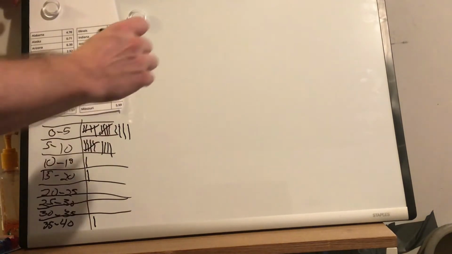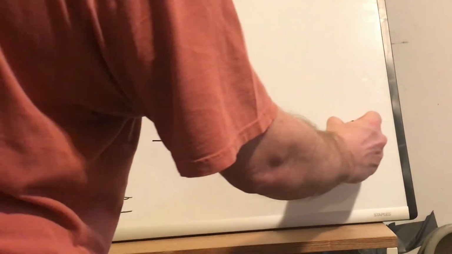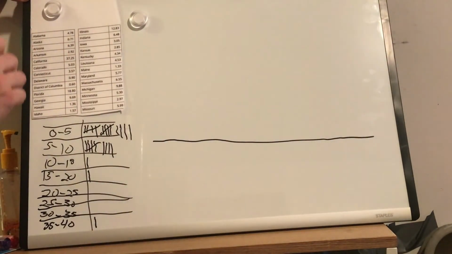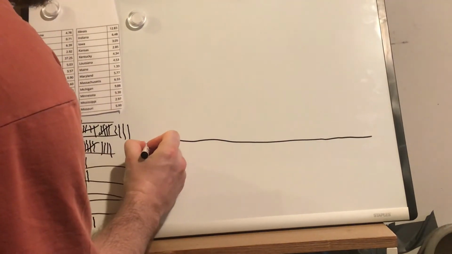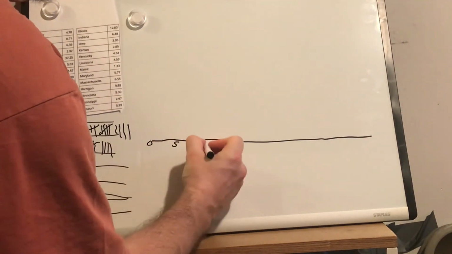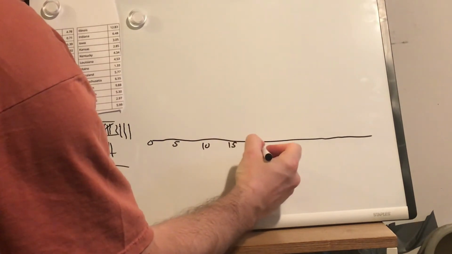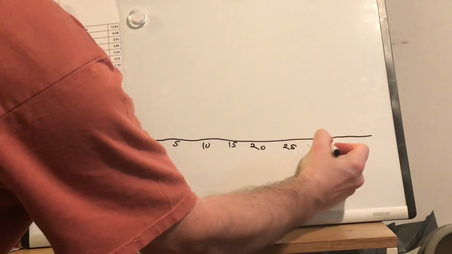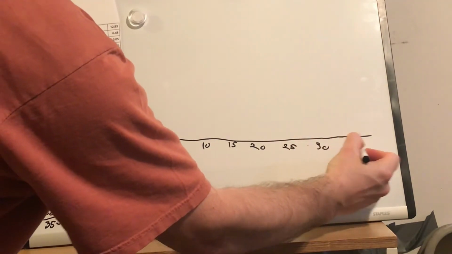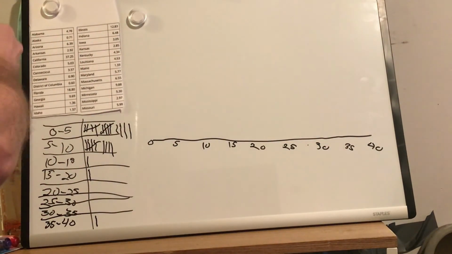Now, let me draw our x-axis. I don't care about the state names for the x-axis. I only care about the numbers. I'm going to start with 0 and go to 5, 10, 15, 20, 25, 30, 35, and 40. Let me change the colors.